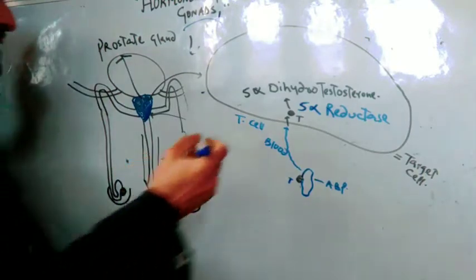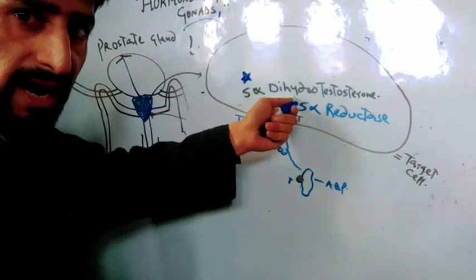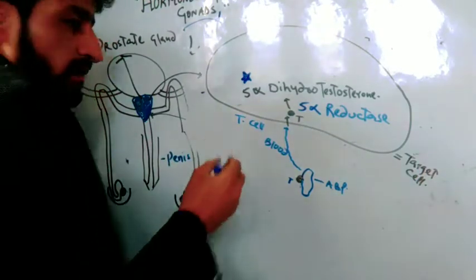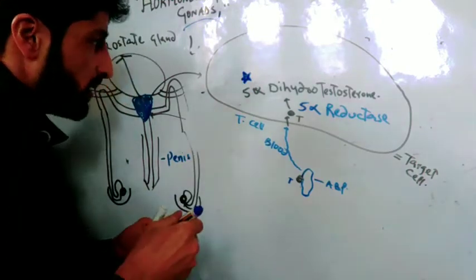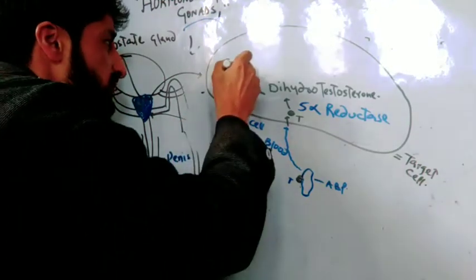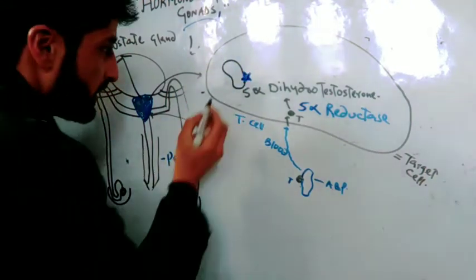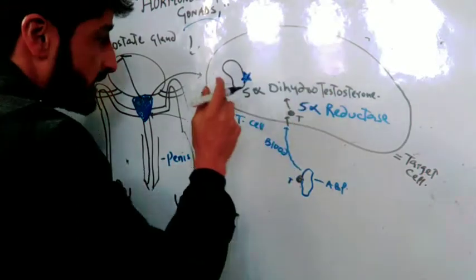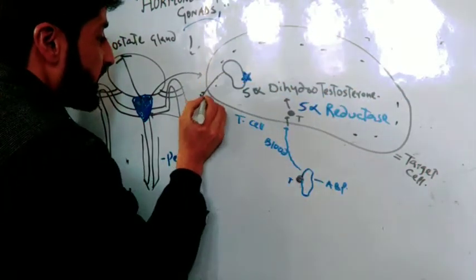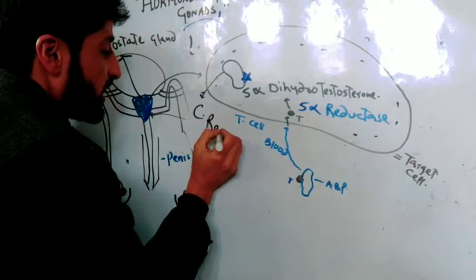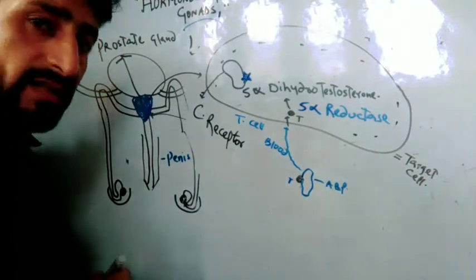Then what happens is that, let us suppose now, this is 5-alpha dihydrotestosterone. Now this 5-alpha dihydrotestosterone binds with a cytoplasmic receptor. Here it's the cell. Inside the cell there is cytoplasm. Now here it is the cytoplasmic receptor molecule, the cytoplasmic receptor for 5-alpha dihydrotestosterone. Then what next?